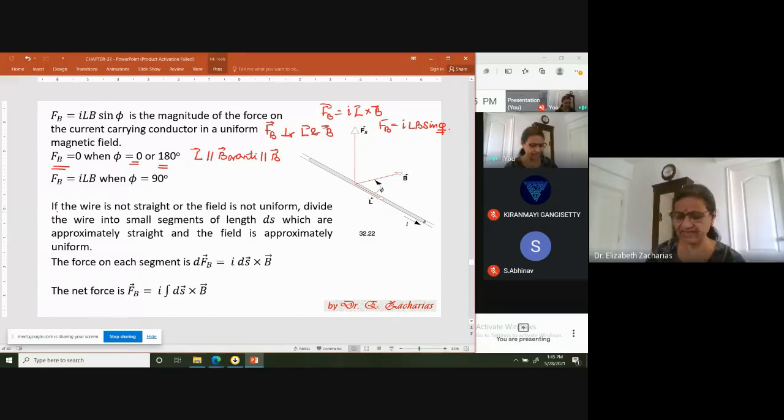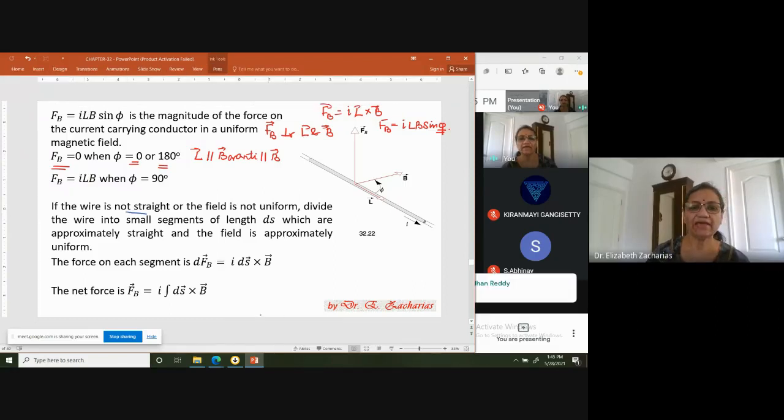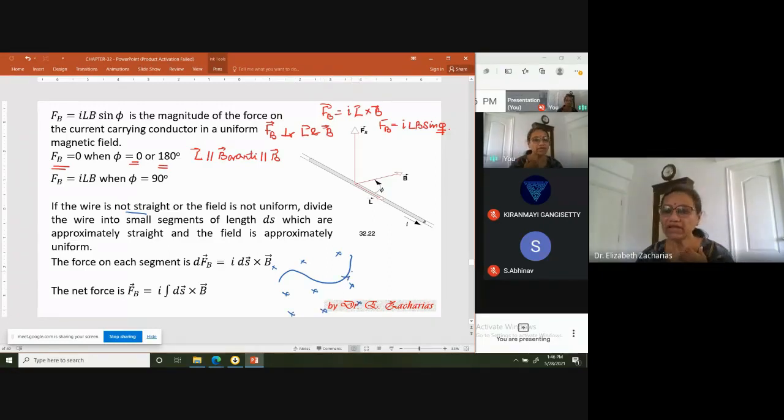Now let us relax the conditions one after the other. What if my wire is not a straight wire? Let us say I have a twisted wire like this, and it is lying in a uniform magnetic field and it is carrying a current. Then what I need to do here is, I know the straight wire, but I don't know the formula for a twisted wire. So from that straight wire, I have to get this formula. So what do?